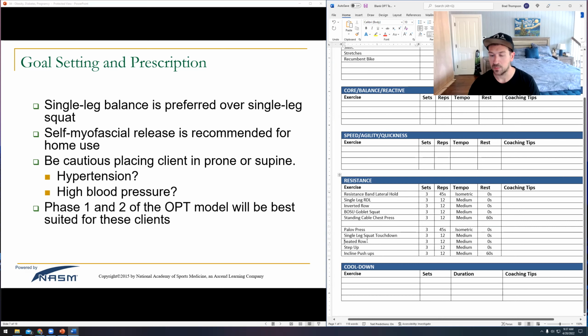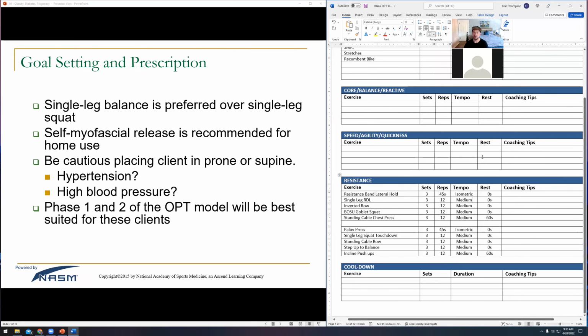Seated row is pretty stable. I'd put that in the strength category. So maybe instead do a standing cable row, which would be unstable. Step up, we would just change to a step up to balance. And the incline push-ups is unstable, so that falls into the stabilization category. So now it's a phase 1 workout, right? We got pretty far off from what we sort of originally started with, but we built a stabilization routine.